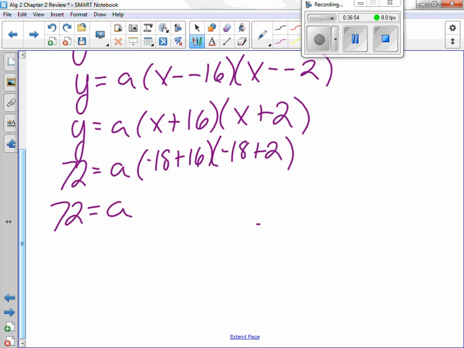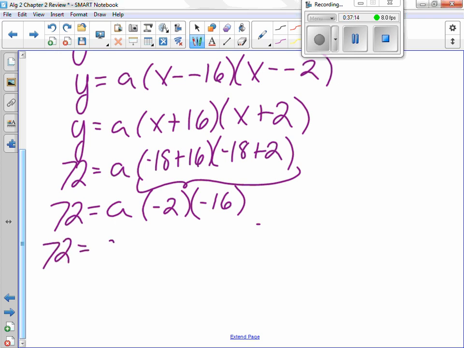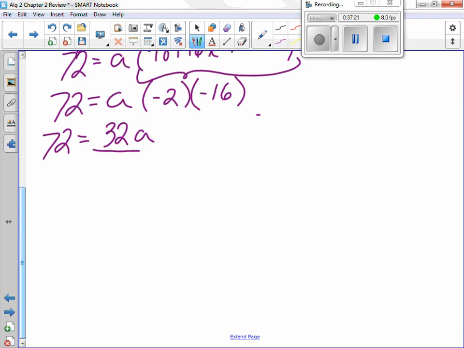Now, at this point, you could type this whole thing into the calculator: parentheses negative 18 plus 16, close parentheses, open parentheses negative 18 plus 2. You can type that whole thing in. Or if we do it by hand, it would be negative 2 times negative 16. Negative 2 times negative 16 gives us 32a. And lastly, we're going to divide both sides by 32. Now, it works out to be 9/4, I believe.